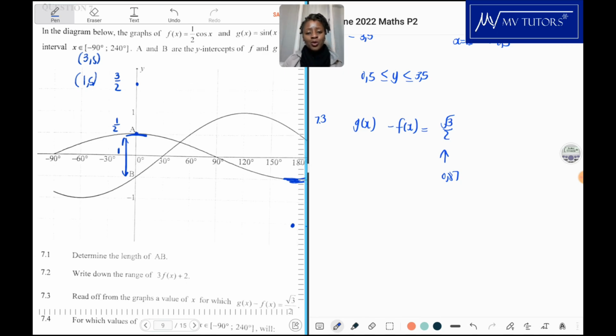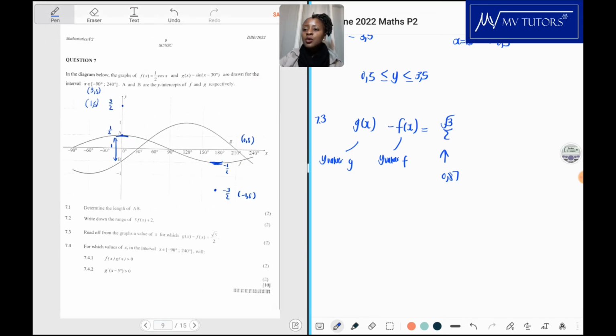By the way, for those who don't understand, when they say g of x minus f of x, what do they mean? Basically, they're saying, look at the y values for g, and look at the y values for f. Take g, and subtract the y values of f. Where is it going to give you 0.87? So we're basically going to look at where g is actually higher than f.